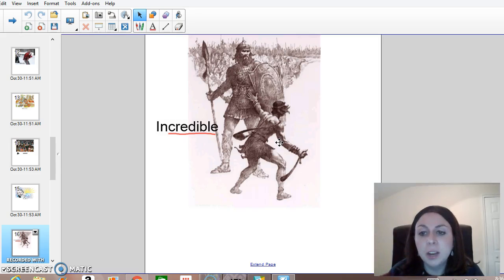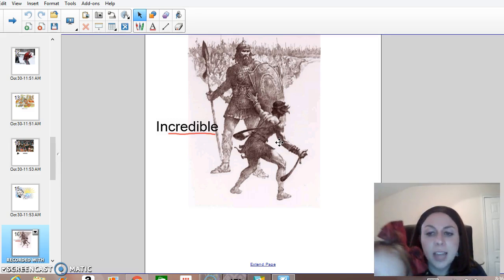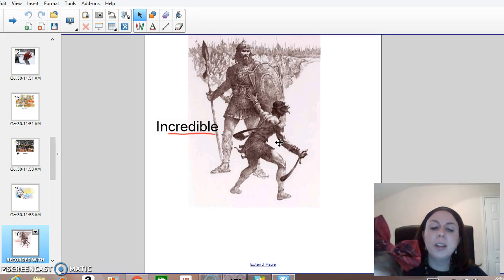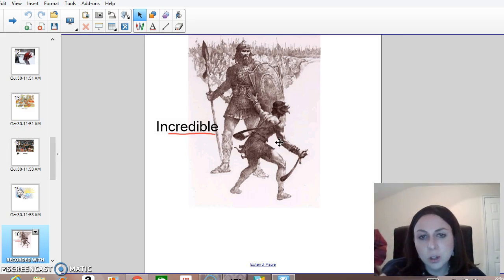Incredible is amazing. When David beat Goliath, this is actually a picture of David and Goliath, it was a tremendous feat that David beat this giant. So incredible is amazing.